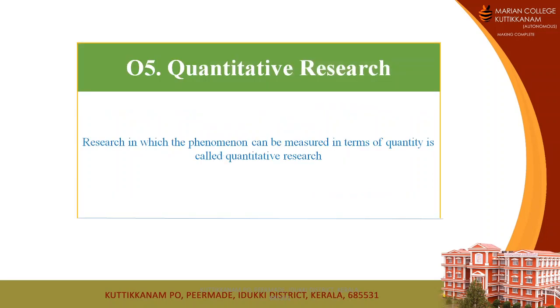Now we will see what is quantitative research. Simply, quantitative research means a phenomenon that can be measured in terms of quantity. This type of research is subject to statistical analysis, and the objective of quantitative research is to develop and employ mathematical models, theories, or hypotheses pertaining to a natural phenomenon. This is all about quantitative research.